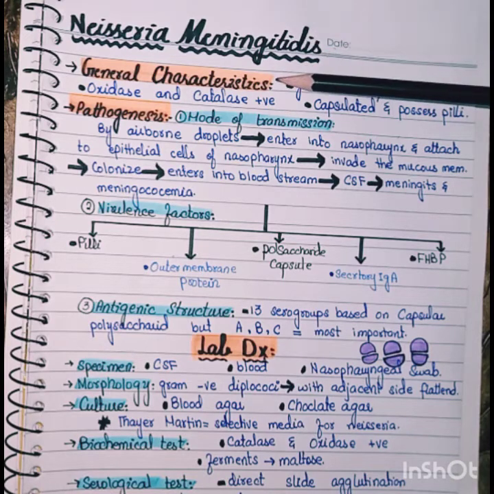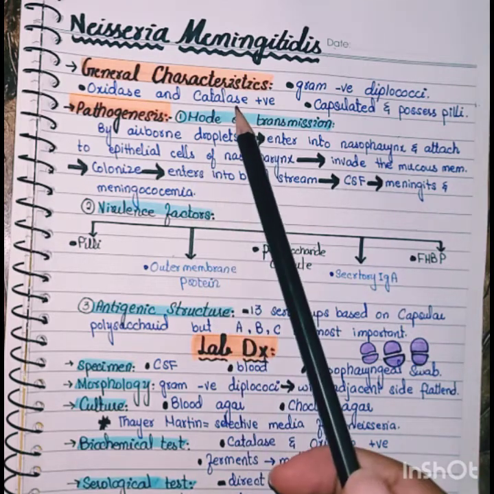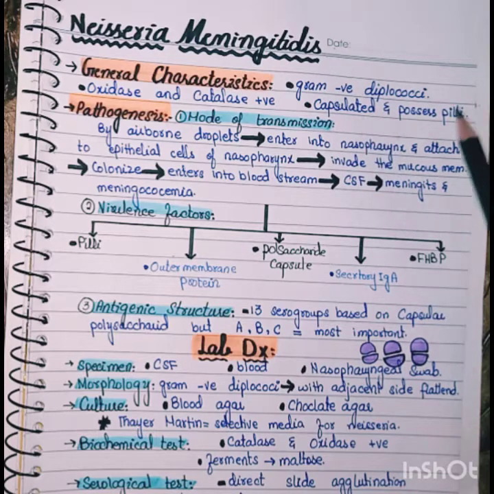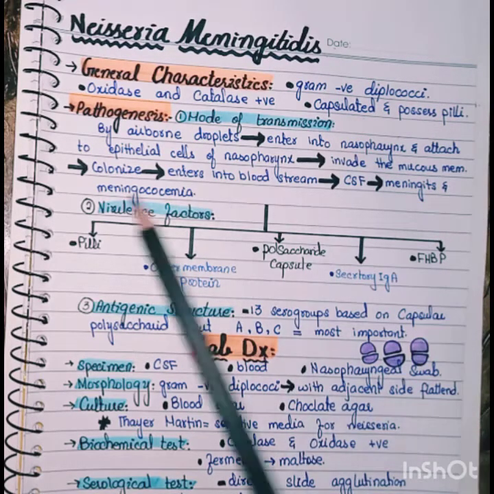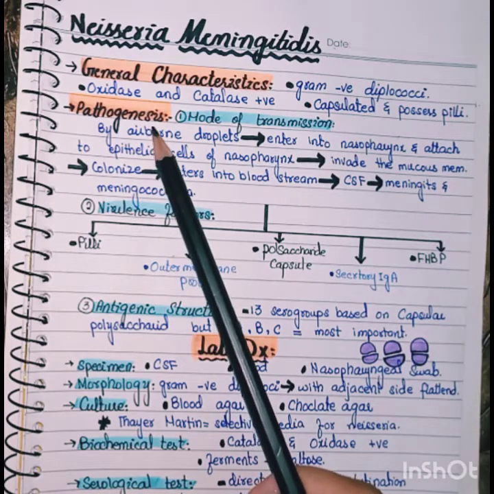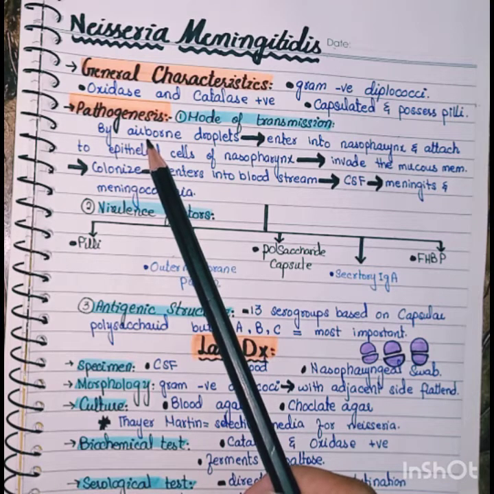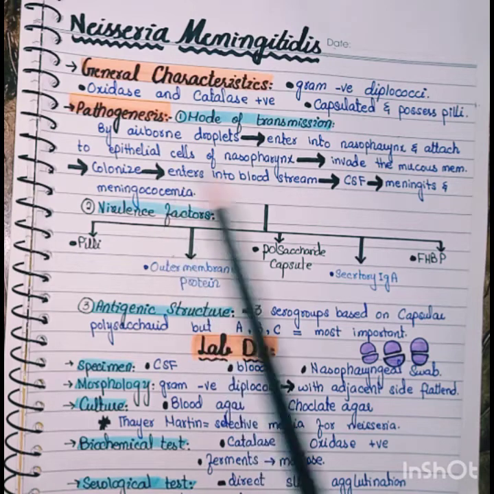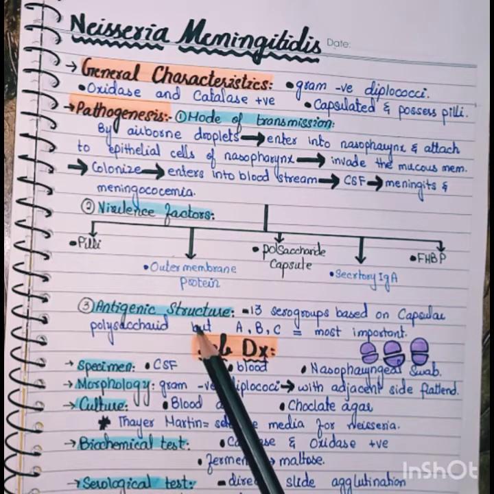Now let's move to the general characteristics. These are gram-negative diplococci. These are oxidase and catalase positive, and these are capsulated and possess pili. Next, we have the pathogenesis. In the pathogenesis, first we have the mode of transmission, next virulence factors, and last antigenic structure.